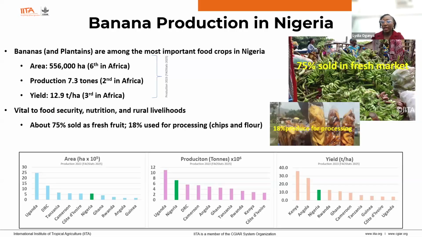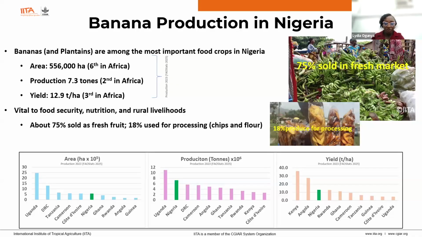Nigeria stands tall as the highest banana-producing country in the continent, and bananas are among the most important food crops in Nigeria. You can readily see bananas available across the nation. And then we see the distribution of the area, the production, and the yield. We have over 500 hectares of land involved in banana production in Nigeria, making it sixth in rank in Africa. In terms of production, Nigeria produces about 7.3 million tons, second in rank in Africa.